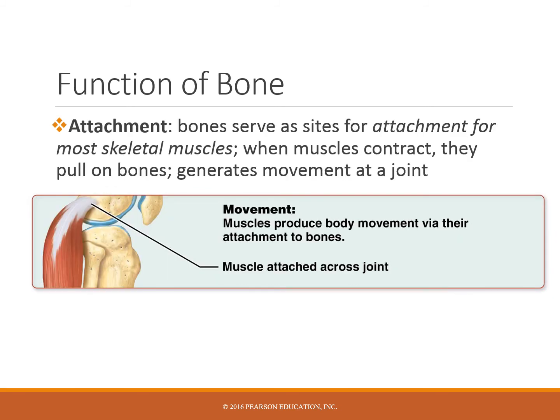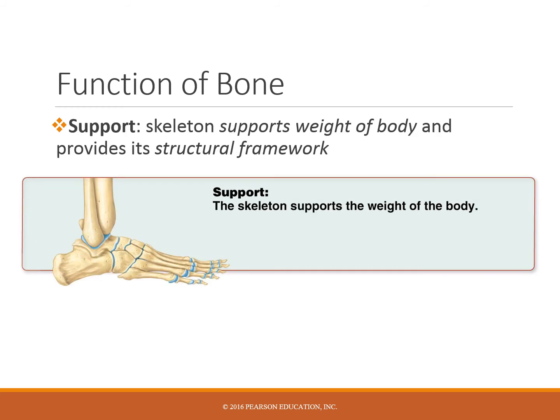Fourth function is attachment. Your bones serve as attachment sites for most skeletal muscles. This means that when those muscles contract, they pull on your bones, and that generates movement at a joint. Number 5 is support. The bones of the skeleton support the weight of the body and provide its structural framework.